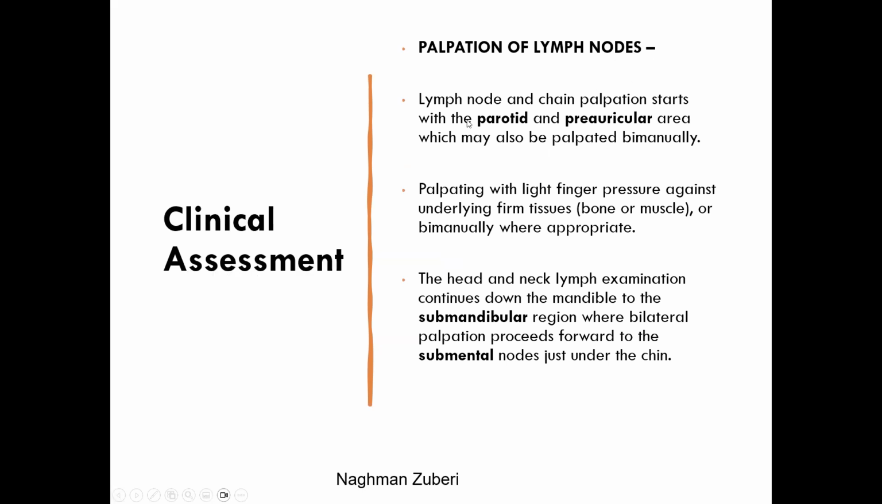Palpation of lymph nodes, we are discussing. Lymph node and chain palpation starts with the parotid and preauricular area, which may be palpated manually, palpating with light finger pressure against underlying firm tissues, bone or muscle, or bimanually where appropriate. The head and neck lymph examination continues down the mandible to the submandibular region, where bilateral palpation proceeds forward to the submental nodes just under the chin.